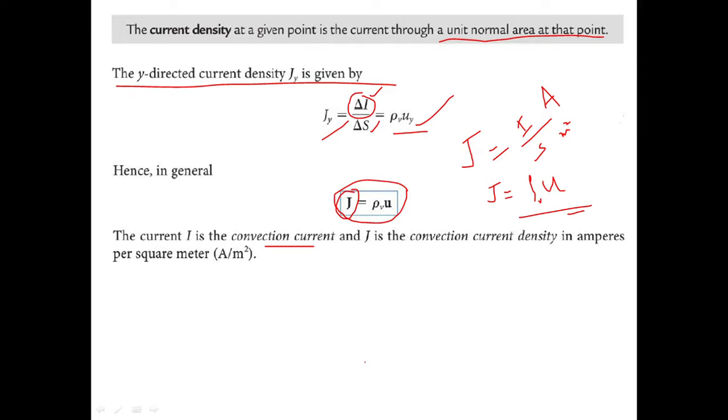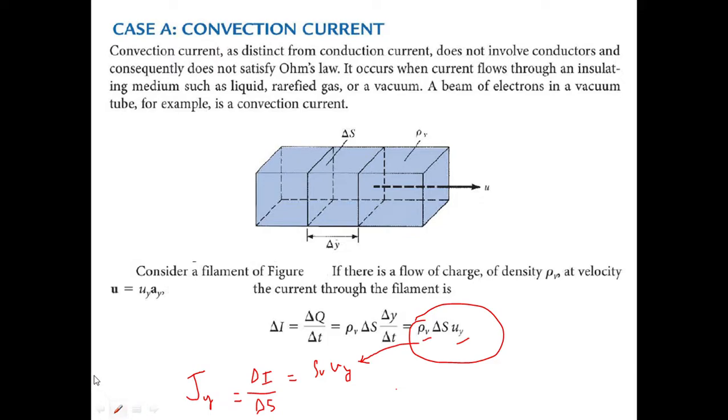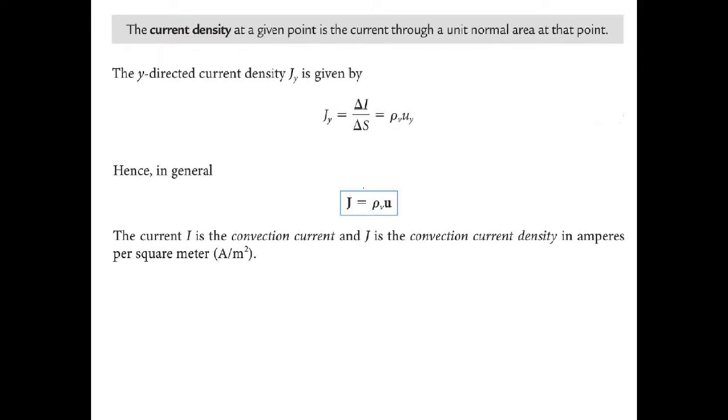So this is about convection current. We'll revise once more. First we consider a volume which is not a conductor, and this volume has a charge density of rho v. This rho v is moving at a velocity of u. We'll take it as u_y because it is in the y direction, and this length is delta y, and this is the surface area delta s. When you multiply these two, it becomes delta v. So delta I is equal to delta q by delta t. I explained how this delta q can be written as rho v into delta s into delta y. Delta t stays as it is, so it will be rho v into delta s into u_y. The same equation we have written here. So in general we can write J is equal to rho v into u, where u is velocity. We'll move on to the next topic.